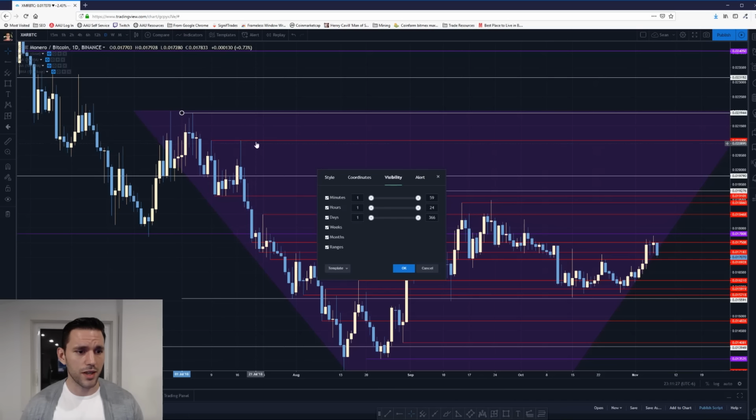If I was to double click this one, it gives me different parameters. If I double click this level, in the visibility, you have parameters and properties that you can change, right? So if I wanted to say these red levels, these daily levels, I don't want them to be visible on a weekly chart. I don't want them to be visible on a monthly chart.